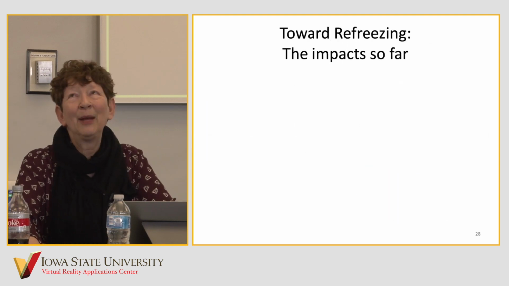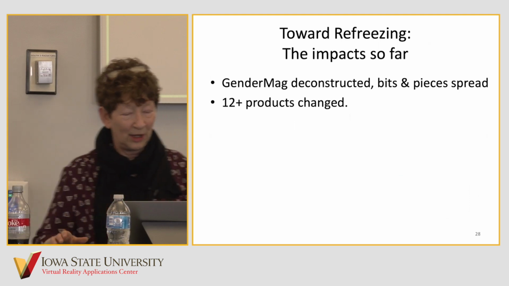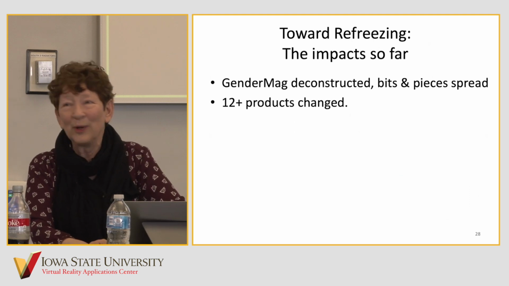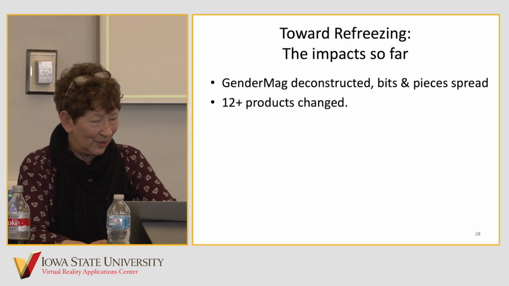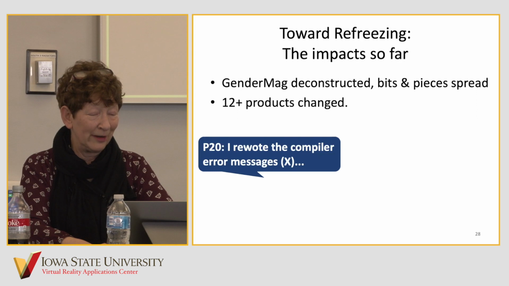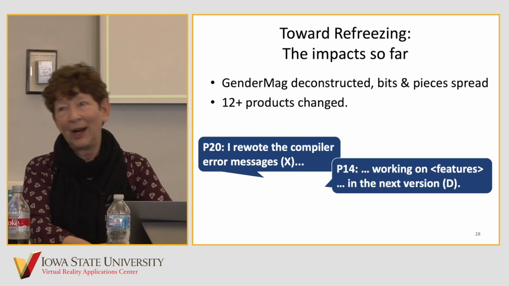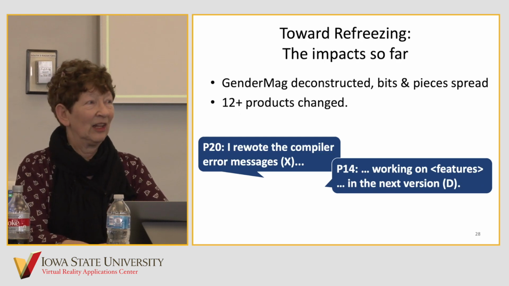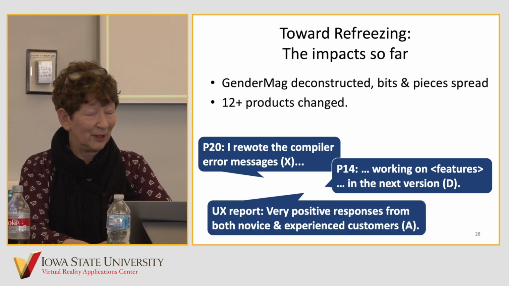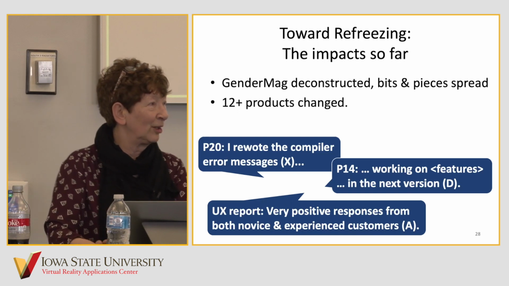So at the time I was on sabbatical, and I had access to their information because I was inside the walls, but now I'm outside again. And so at the time I learned about more than 12 products that had changed. One person rewrote the compiler error messages by using things he found with the GenderMag method. One person changed a bunch of features in the next version of product D, which is a very large product. The user experience reports were showing very positive responses from both novice and experienced customers, so it was right back in curb cut territory.